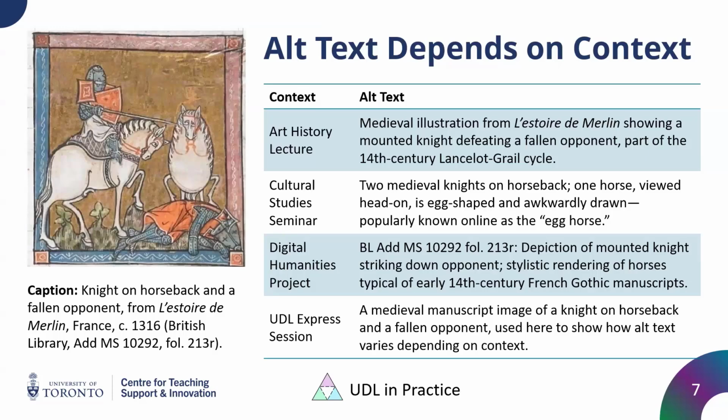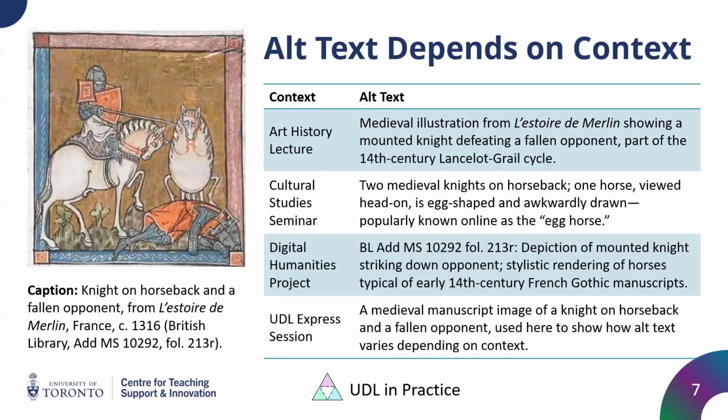If I included this image in my art history lecture, the alt text may say, medieval illustration from l'Histoire de Merlin showing a mounted knight defeating a fallen opponent, part of the 14th century Lancelot-Grail cycle. This information is useful for my students who are in the context of an art history class, because we're looking at art from different periods throughout history, and we're also looking at thematically what is being represented and whether or not this image came from a specific source.